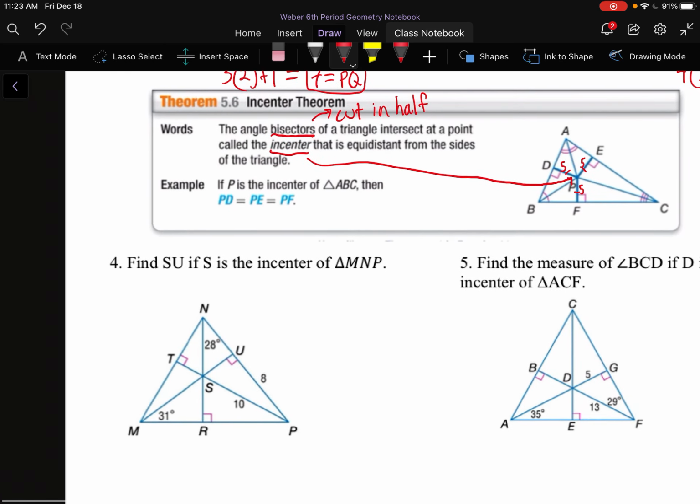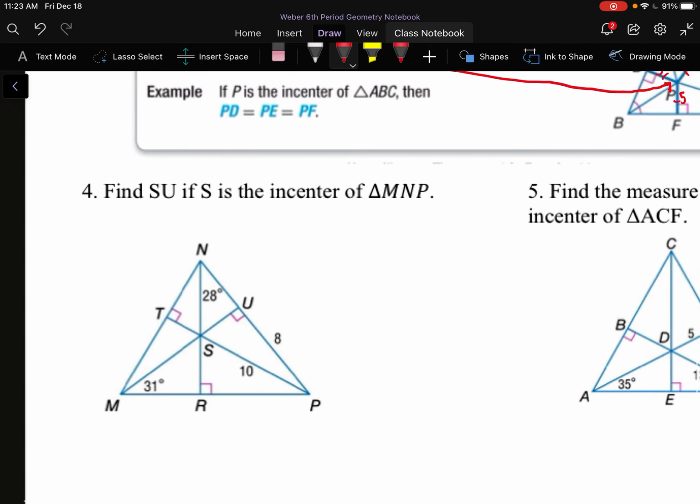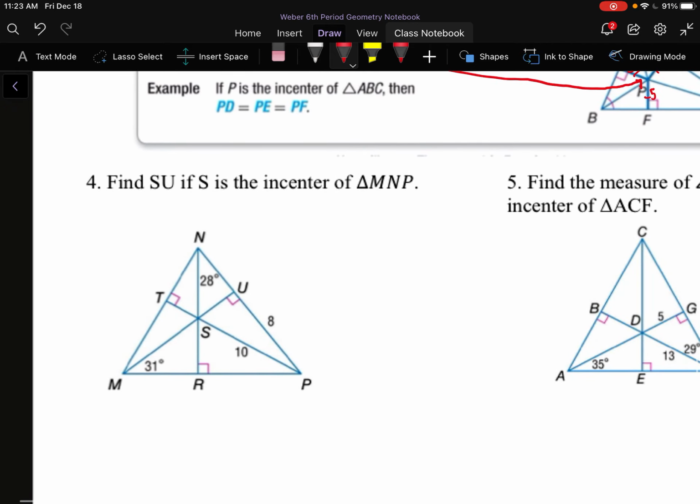Let's move on to number 4. Find SU if S is the incenter of triangle MNP. So here's my point S. I know that that is the incenter. I'm trying to find the length of SU, so this length here.